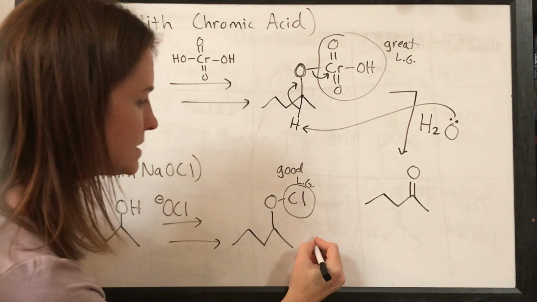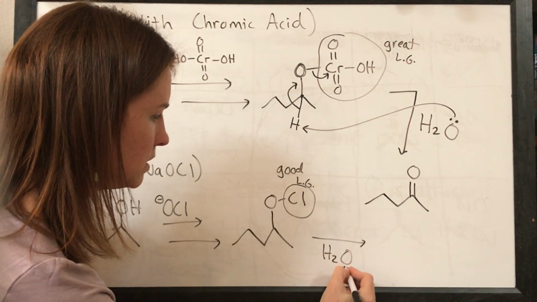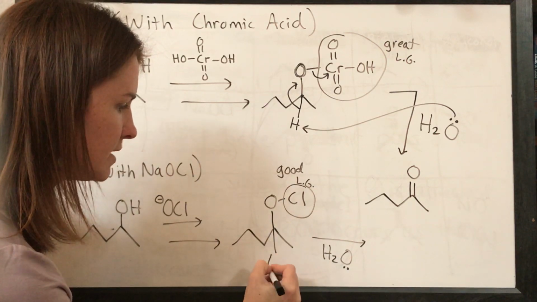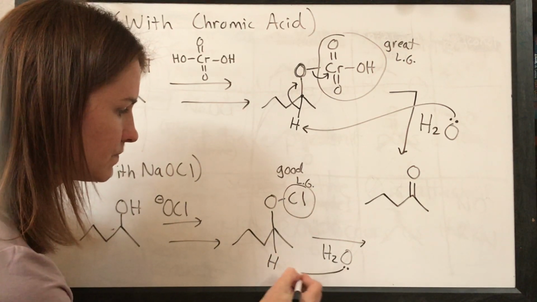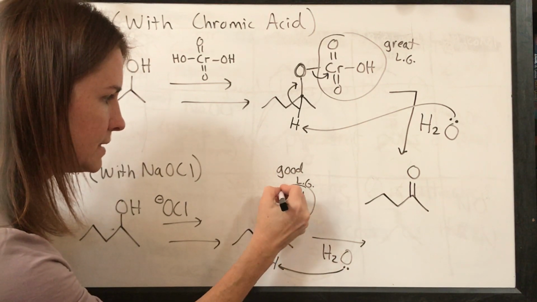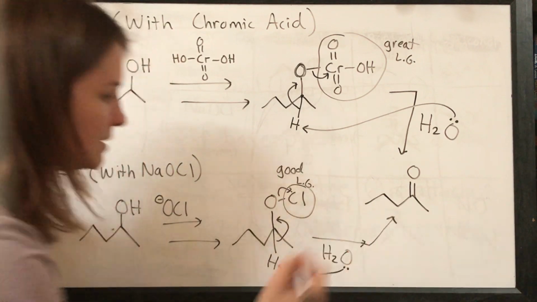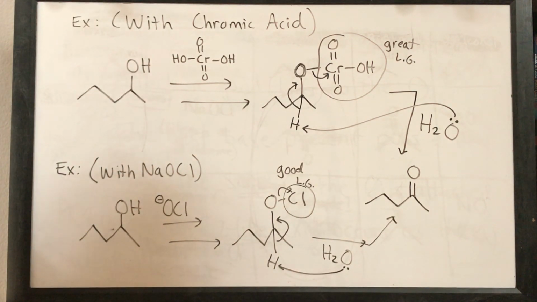And so the same last step is going to happen. My best base, which is probably water, is going to pull off the proton attached to that carbon, the same carbon that the oxygen's on. It's going to kick over and make a double bond, and it's going to kick out the good leaving group. And I'm going to end up here, I'll just draw my arrow here, with the same exact molecule, because I used the same one to start with.